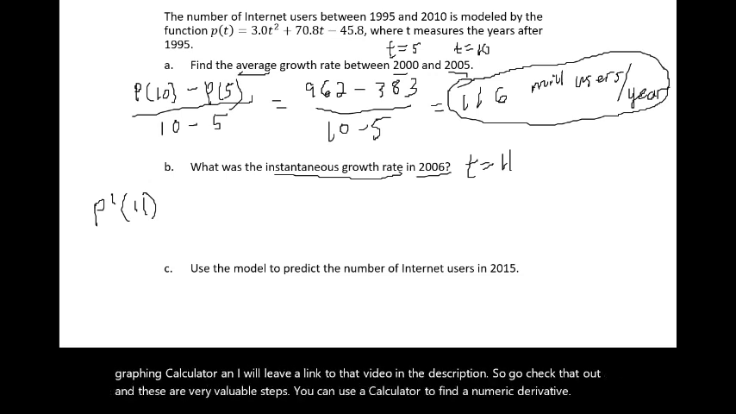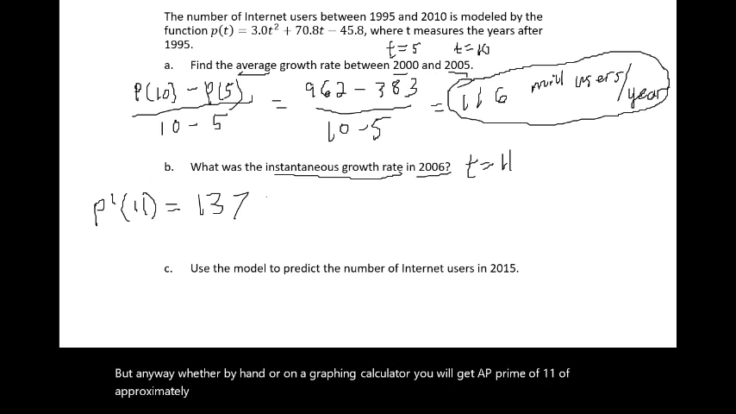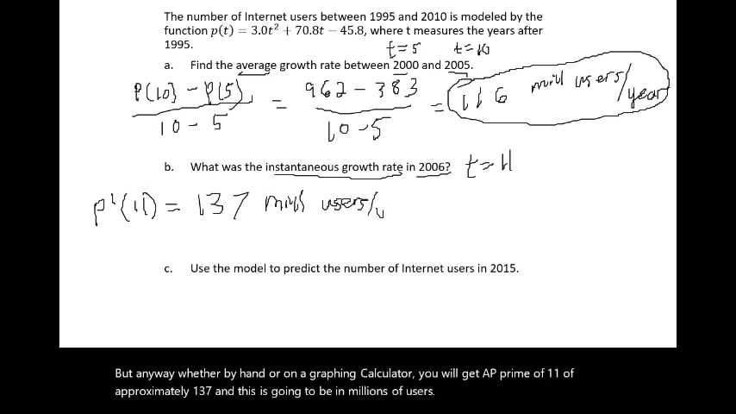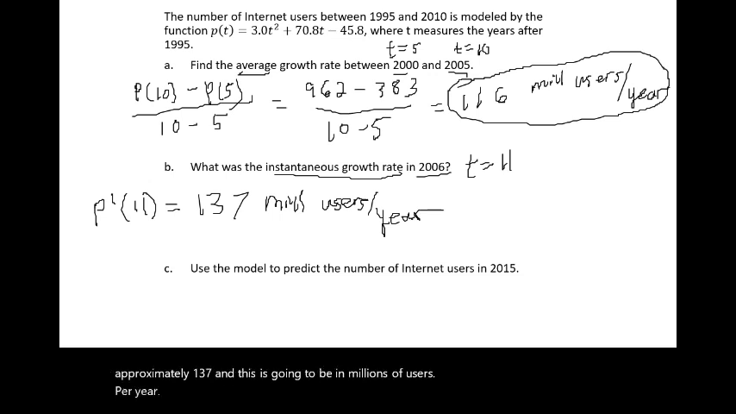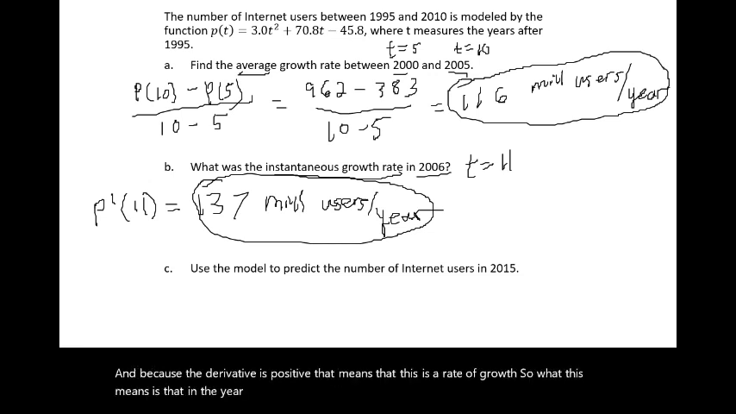But anyway, whether by hand or on a graphing calculator, you will get a p prime of 11 of approximately 137, and this is going to be in millions of users per year. And because the derivative is positive, that means that this is a rate of growth. So what this means is that in the year 2006, the number of internet users was increasing at a rate of 137 million users per year.